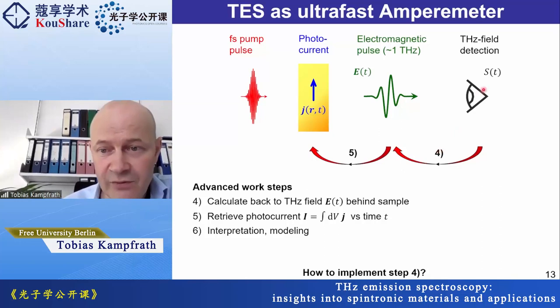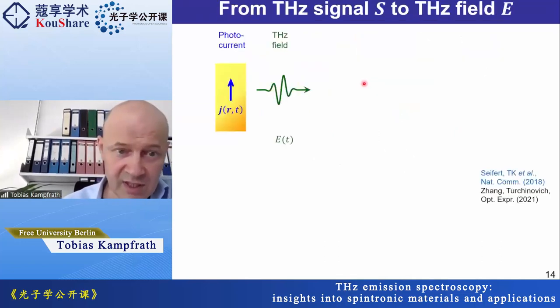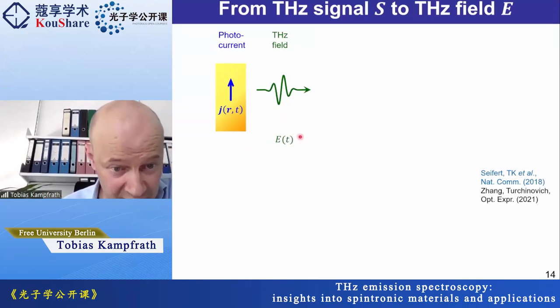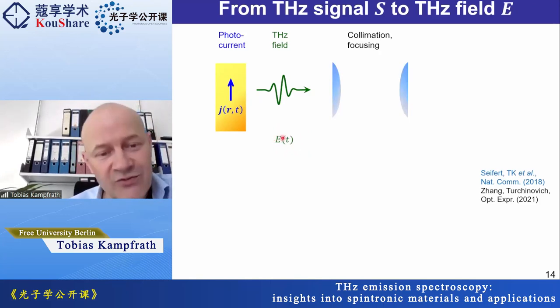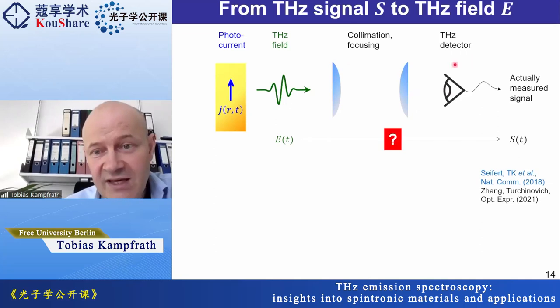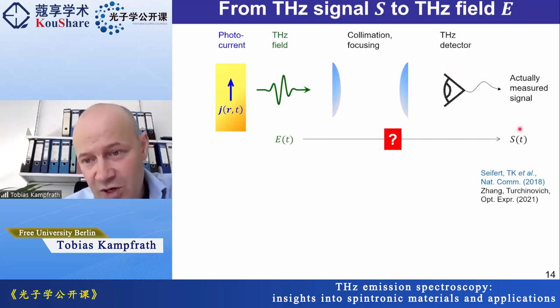Okay, so how can we now implement this work step number 4? How can we get back from the measured terahertz signal to the terahertz field? This means we have to analyze a little bit what's actually going on in a terahertz emission spectrometer. So here we have the photocurrent. Here's the terahertz electric field directly behind the sample. This is what we would like to know. Unfortunately, this is not what we measure, because the terahertz field propagates to the detection. And on its way to the detection, it's collimated, it's focused. And only after it hits the detector, we get our signal S of t.